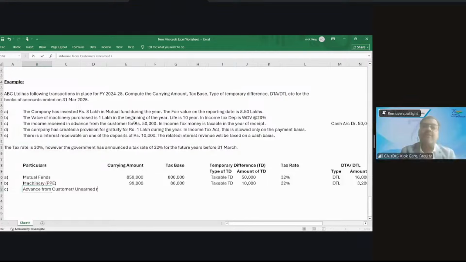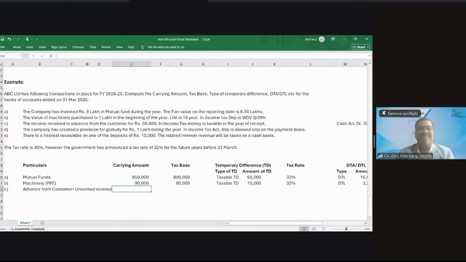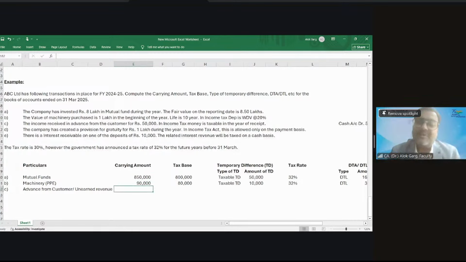Where will this unearned revenue show in the balance sheet? This unearned revenue or advance from customer is what? Is it an asset or liability? Liability. It's a liability. You guys are hardcore chartered accountants. It's a liability. Very good. So it's a liability.